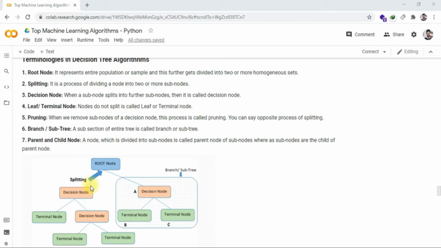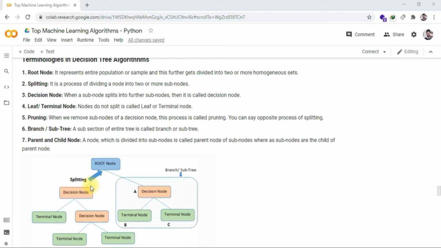That means up to a condition. Then the other part is decision node. When a subnode splits into further subnodes, then it is called a decision node. Leaf node or terminal node. A node that does not split is called a leaf node. That is the last node of the decision tree.